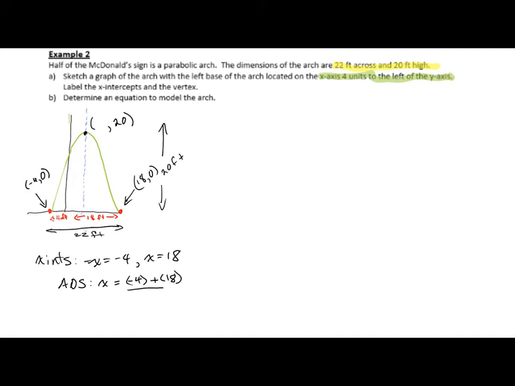And when we simplify the top, we get 14. 14 divided by 2 gives us an axis of symmetry of x is equal to 7. What we'll do is we'll fill that into our graph. So our coordinate is 7, 20.